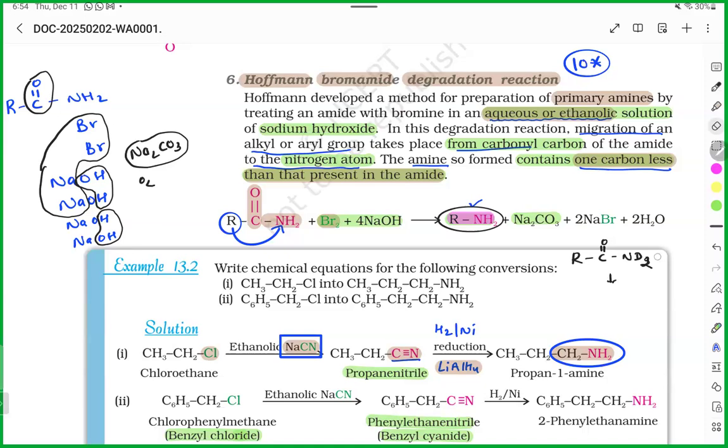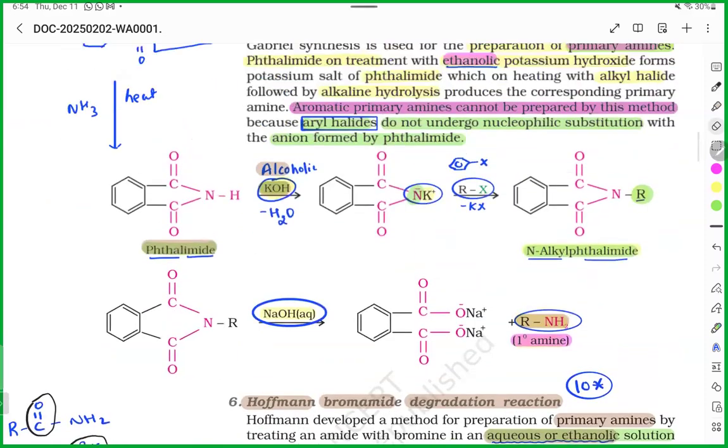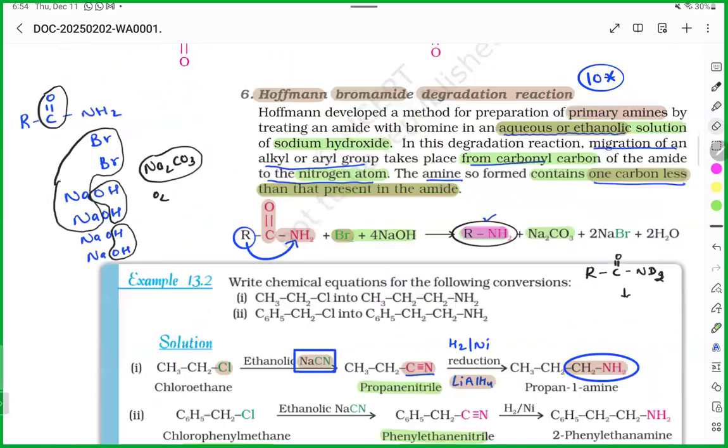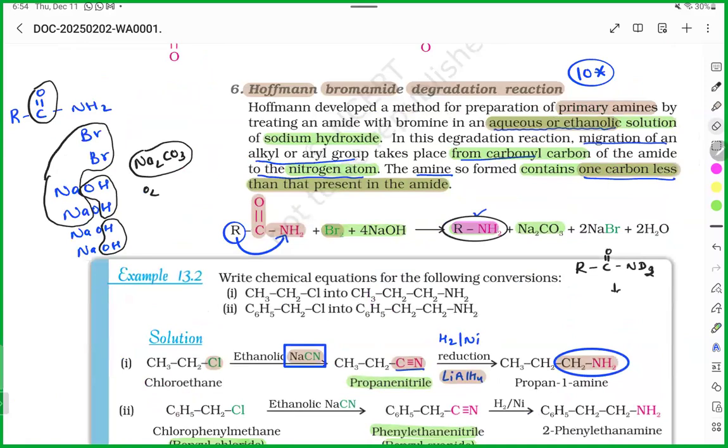Okay. And that's what I said, keep 10 star, 100% you will get a question in every test. This is very, very, very popular. Gabriel phthalimide, you don't have any other reaction, so it is unique and easy to remember. But Hofmann bromamide degradation looks normal. There is nothing special in this reaction, but still, in many conversions it is used. So it is a very popular reaction. Focus especially on this Gabriel phthalimide.